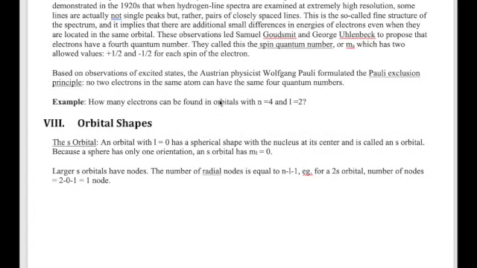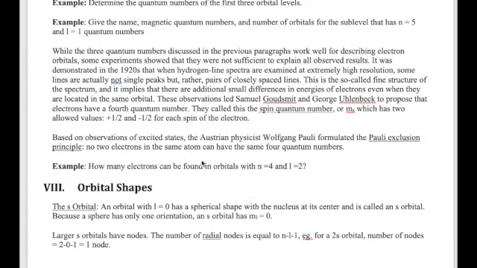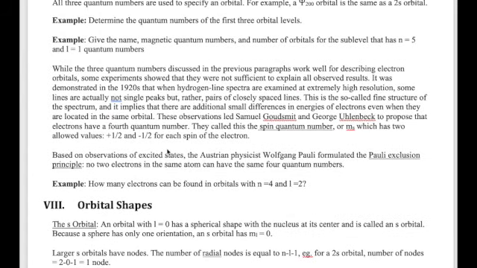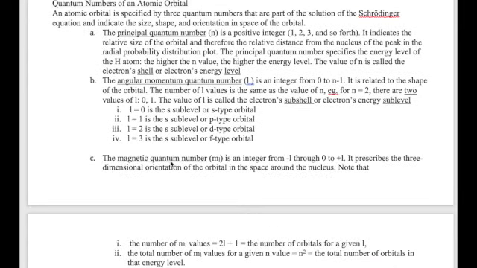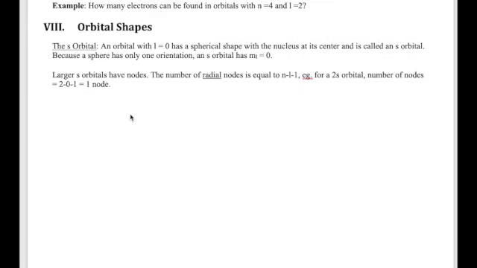When we talked about the 4 different quantum numbers, the angular momentum quantum number, or L, describes the shape of the orbital. So what we're going to look at is 3 that we would see most often, and we would talk about the different features of these orbitals.